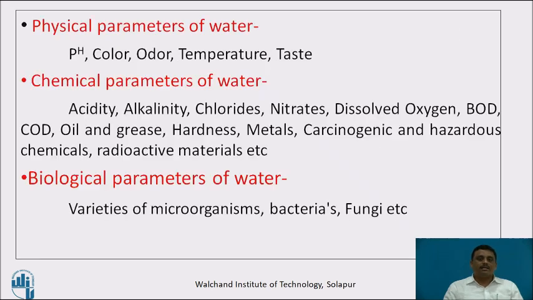So what are the physical parameters of water, which mainly include pH, color, odor, temperature and taste? Water gets contaminated either by a change in the pH of the water or its color, it may acquire an objectionable odor, it may change in temperature, and it may acquire an objectionable taste. Such kind of contamination of water is known as the physical parameters of water.